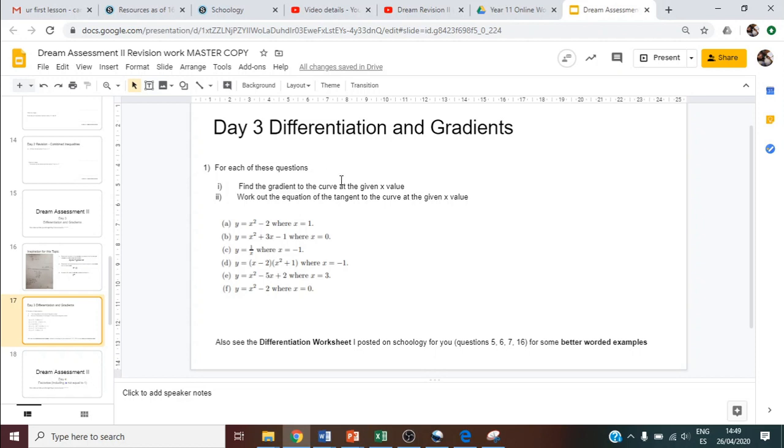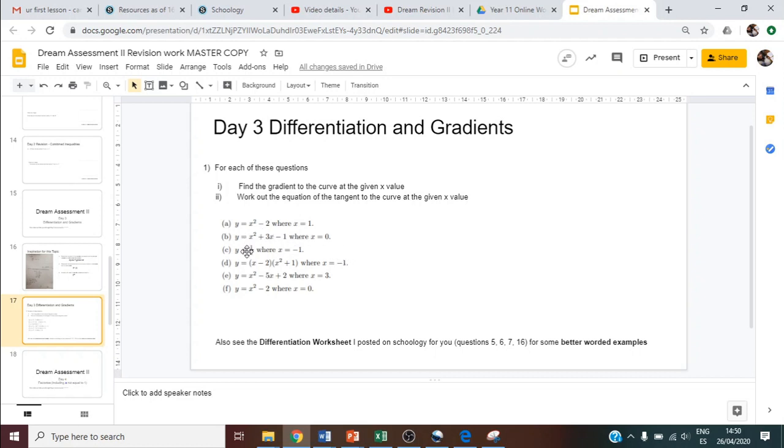For each of these questions, find the gradient to the curve at the given x value. So the gradient to the curve, remember, we're working out what dy dx is. We're differentiating this. And at the given x value, we'll substitute this value into the differentiated equation to work out what the gradient would be when x equals 1, when x equals 0, and so on.